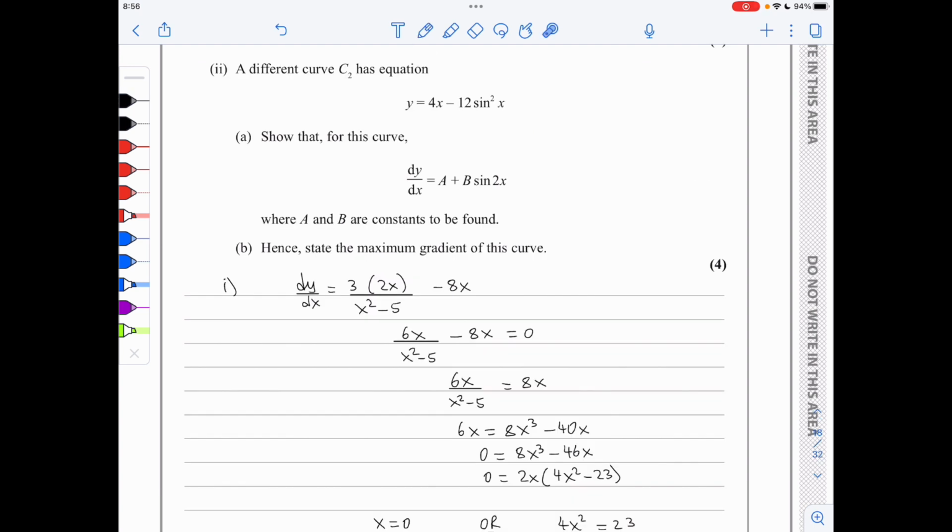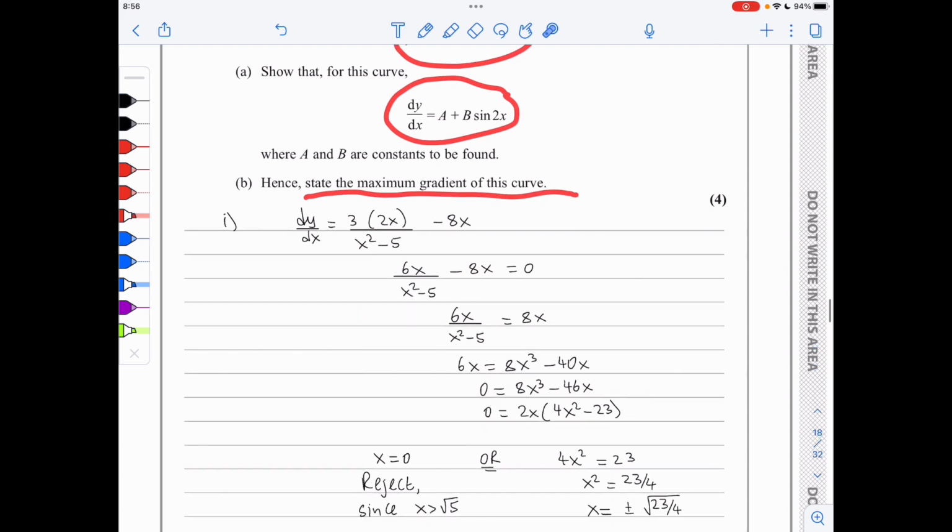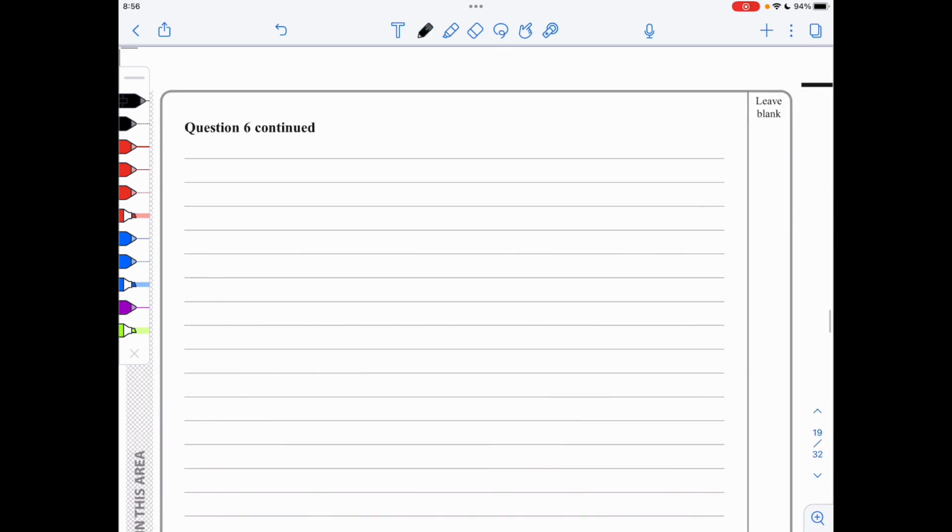In the second part, we are given y is 4x minus 12 sine squared x. We need to find dy/dx and put it in this form, and then state the maximum gradient of this curve. So let's start by writing the expression for y. We've got y is 4x minus 12 sine squared x.